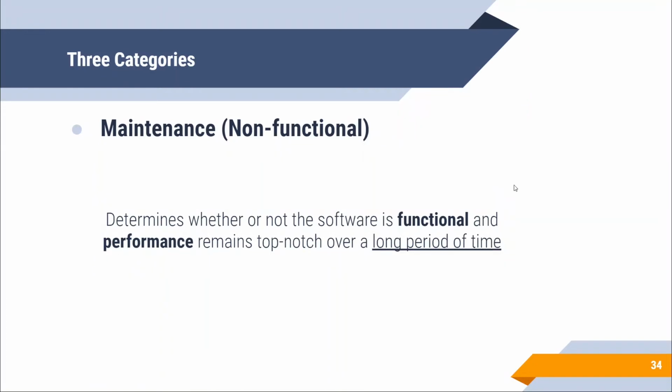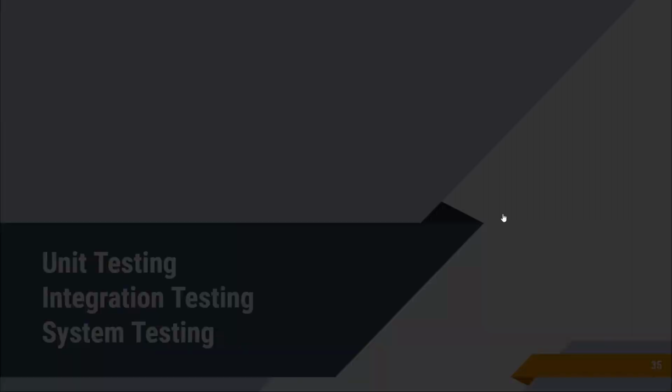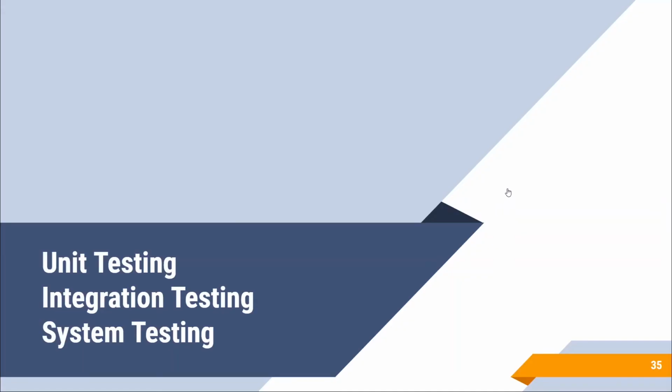And next is the maintenance testing. After you've passed the functional and performance testing, it determines whether it will continue being top notch over a long period of time. Like when you have more users using your software, does it break your code or continue working? An example of maintenance testing is just upgrading your packages, dependencies, and your security level. And next up, we have unit testing, integration testing, and system testing.